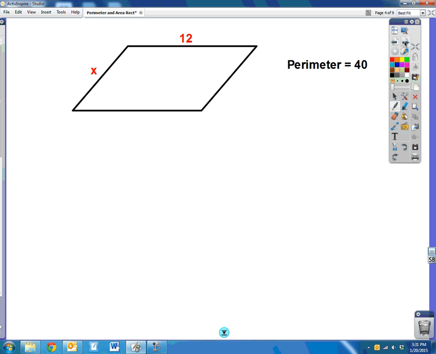Next question. I'm telling you the perimeter is 40. I'm telling you that this side is 12, and I want to know what would x have to be so that the perimeter would be 40 in this parallelogram. Pause it, give it a try on your own. I'm going to assume you paused it. I'm going to assume you tried it on your own and have an answer. I'm just going to go ahead and tell you that the answer is 8.